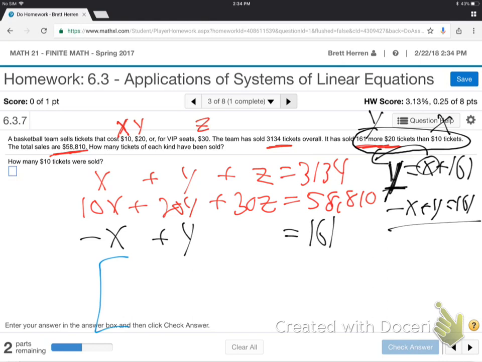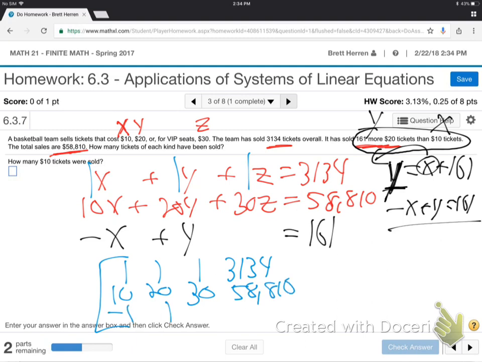And then you would just put that into your calculator. So we put it in. There's 1, 1, 1, 1, 1, 1, 31, 34, and 10, 20, 30, 58,810, and negative 1, 1, 0 here, 0, 161. And do the RREF. Get your answers. Questions?